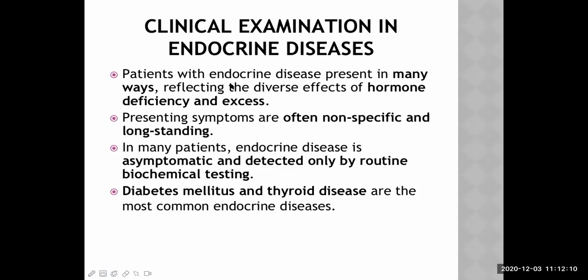Patients with endocrine disease present in many different ways because they can present with either a deficiency state or an excessive state of the hormone. Let's take the example of hyperthyroidism and hypothyroidism. Hyper means excessive thyroid hormone level. Hypo means decreased level of thyroid hormone. Hyperpituitarism and hypopituitarism. Hyperadrenalism and hypoadrenalism. So different terms are there, but either they present with decreased hormone or excessive hormone.